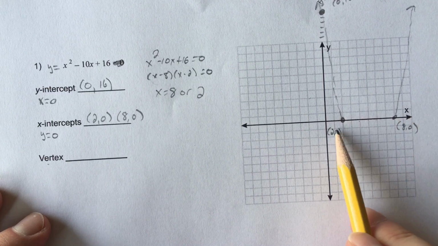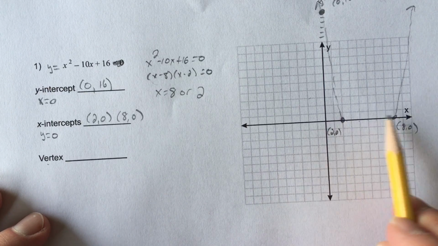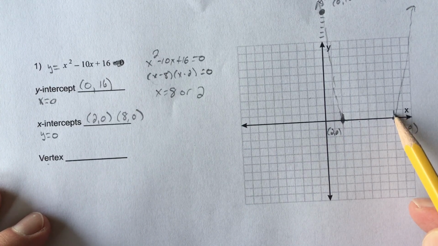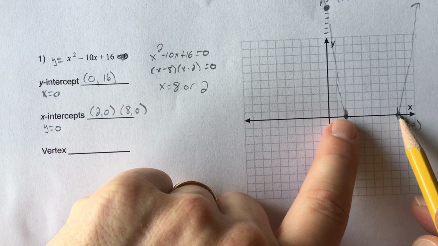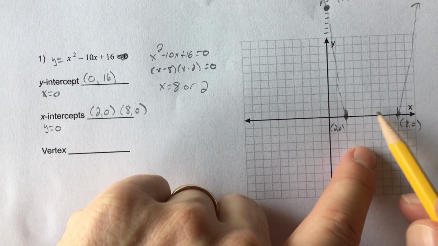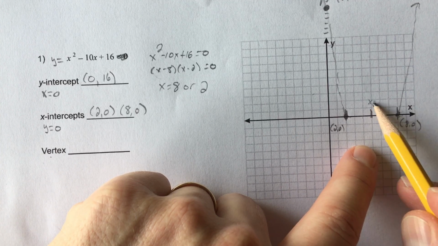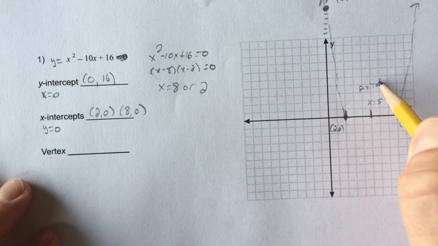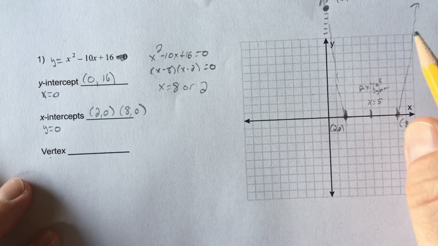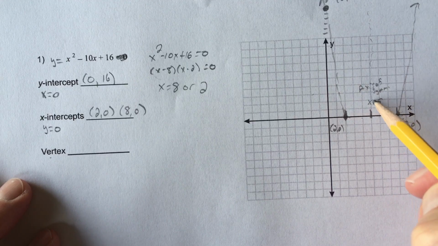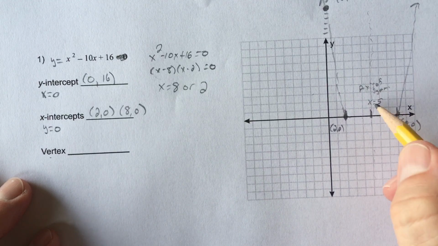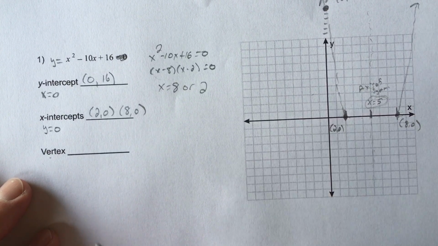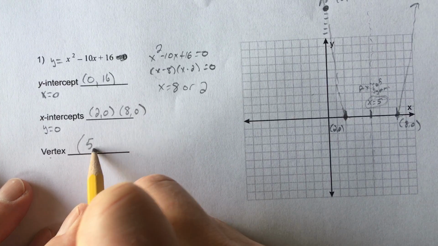Now the nice thing about the vertex is it's going to be halfway between your x-intercepts. So if one x-intercept is at 2 and this one is at 8, and we come halfway, our halfway point is at x equals 5. Sometimes you'll hear that called the axis of symmetry. We're not going to get too crazy about that, but it's a line that splits your graph right in half. What we know about x equals 5 is that's where the vertex is. So our vertex, we know, is at x equals 5.